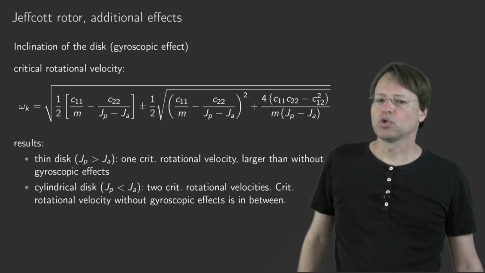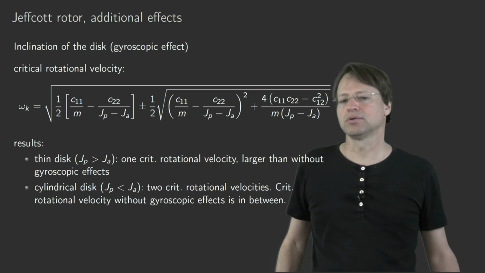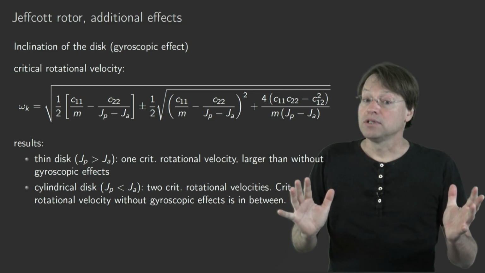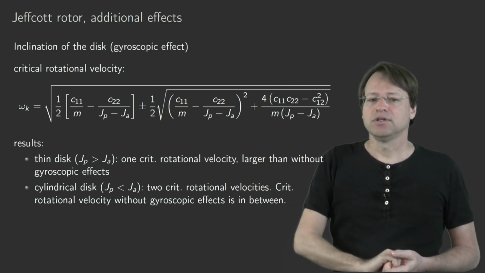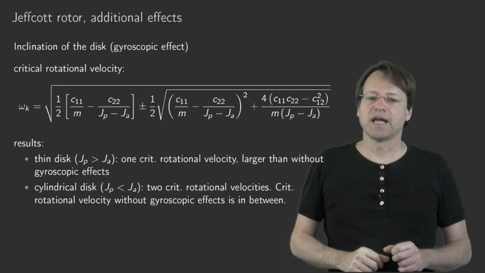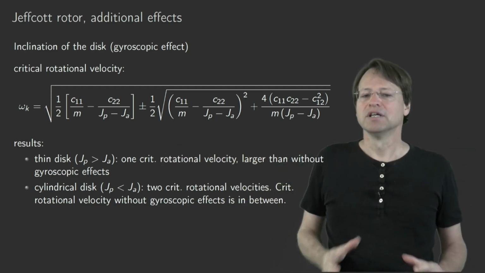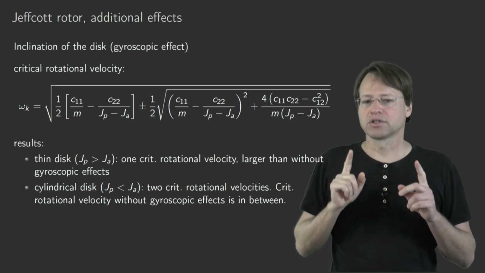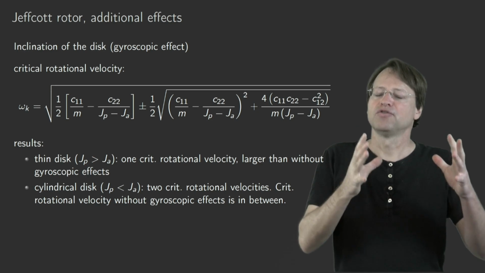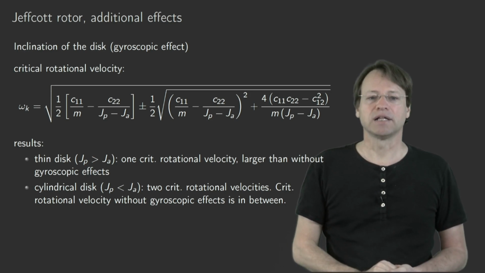So this is everything I would like to say about the influence of the gyroscopic effects for an inclined disk. There's one last video on the Jeffcott rotor, and in this last video we will now move from the single disk rotor to multi-disk rotors, and at the very end to a smeared distribution of the mass, so to a continuum model. And the question then is, what happens to the critical speed? How many critical speeds are there for a multi-disk rotor and for a continuum rotor? This question will be answered in the next video.